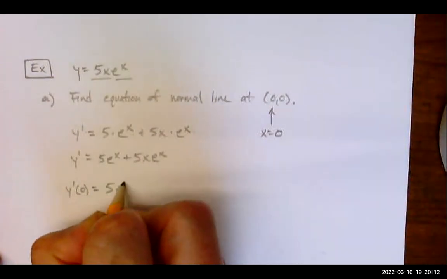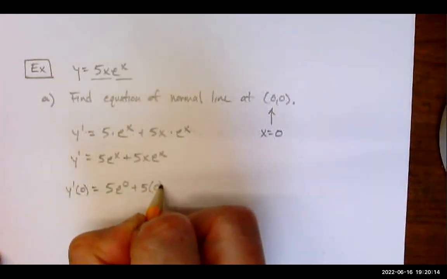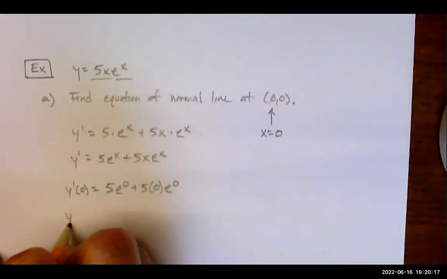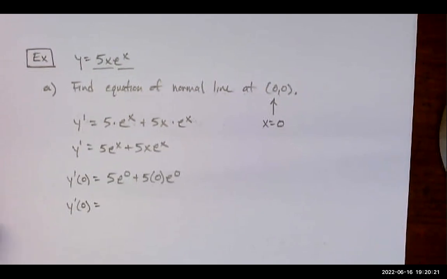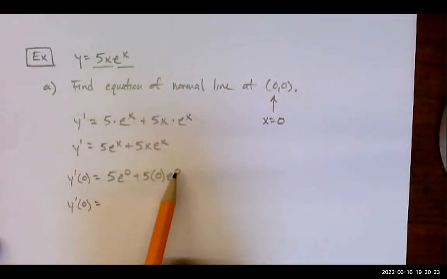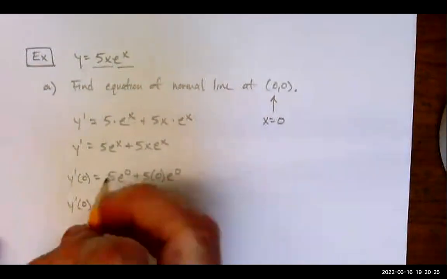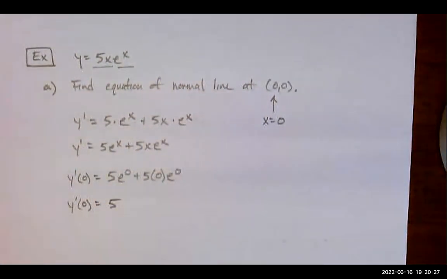So 5e to the 0 plus 5 times 0 e to the 0. What is the slope of our tangent line at 0? Well, this is all gone. e to the 0 is 1. So the slope of the tangent line is 5.